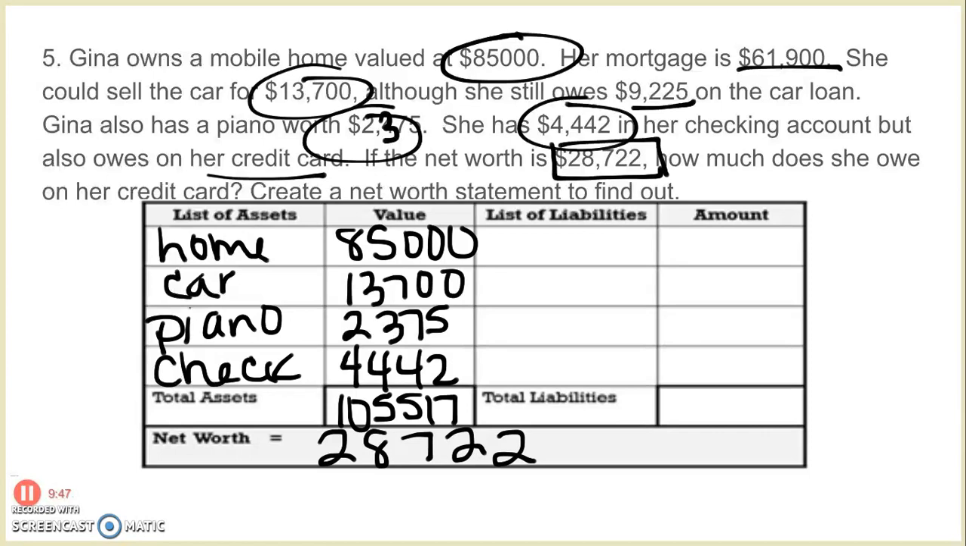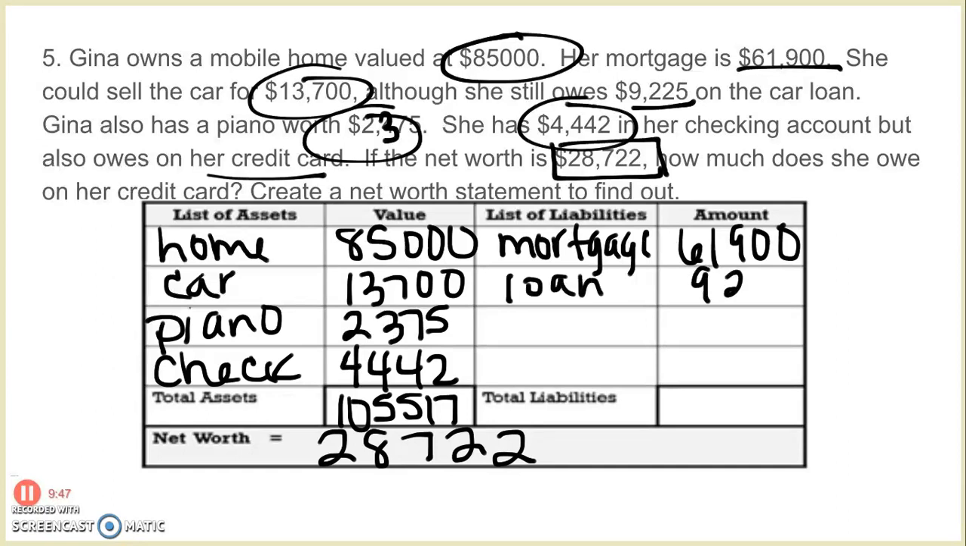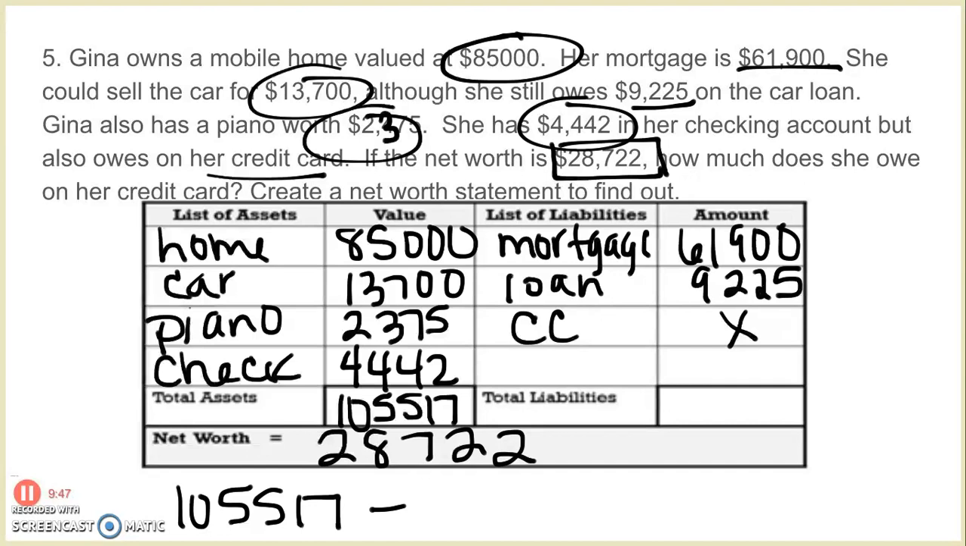$105,517. Moving on to our liabilities, mortgage, her car loan, and her credit card, but we do not know her credit card, so I'm going to put X there. All right, so net worth is assets minus liabilities. So our assets was $105,517, so $105,517 minus, when we added up our liabilities that we know, we got $71,125. Now I don't know my credit card amount, so I'm just going to add plus X there because I don't know what that amount is.